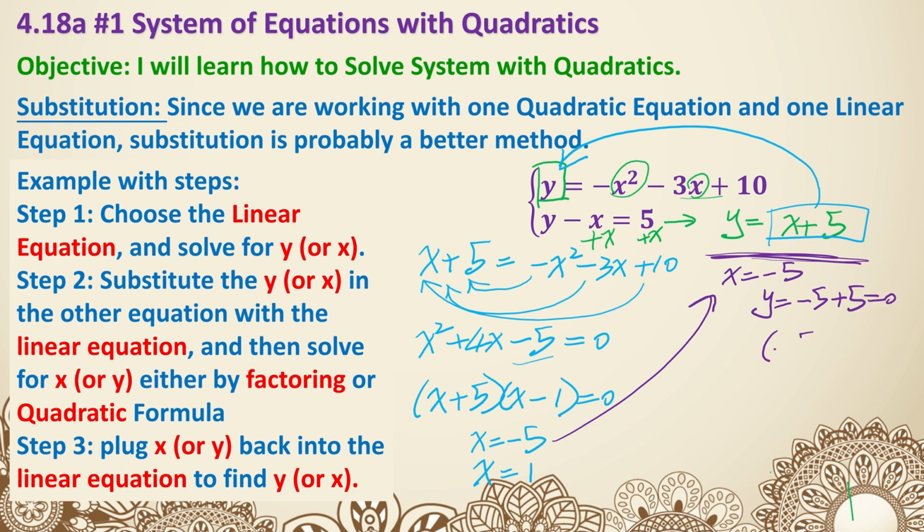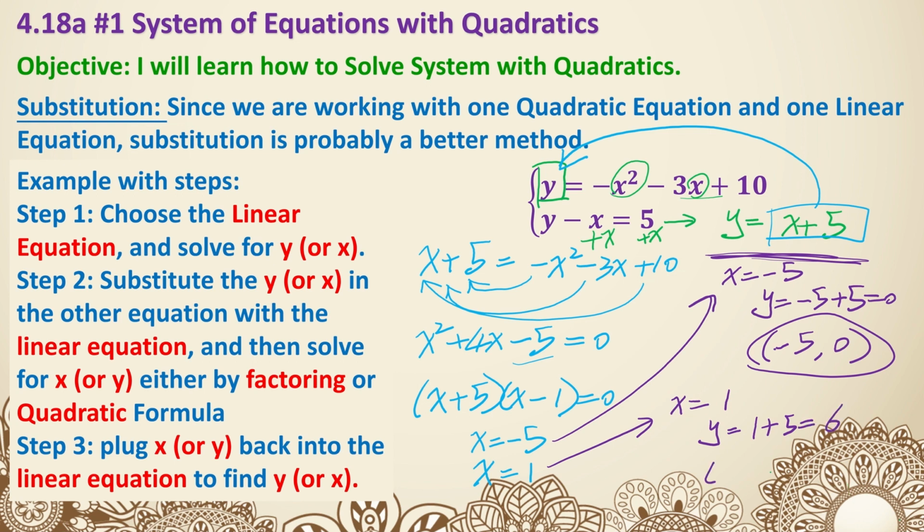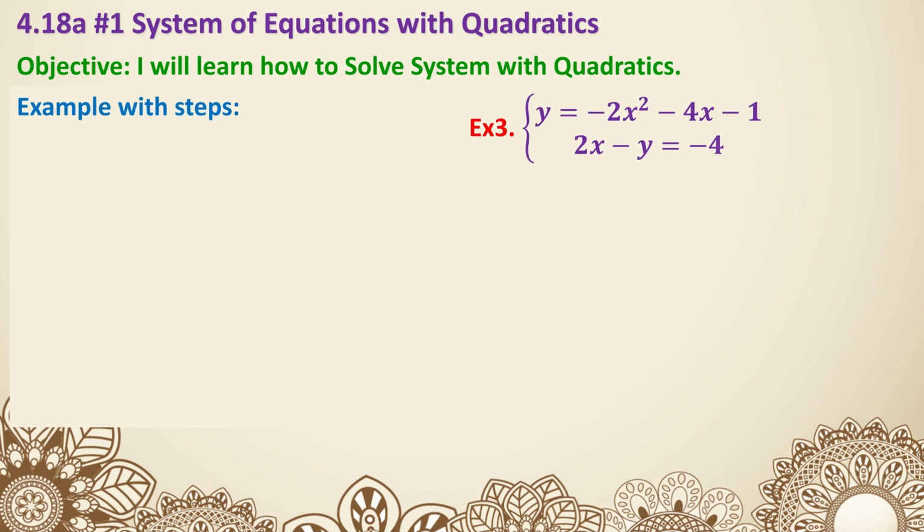So that pair of answer is -5, 0. The other one, when x equals 1, y is 1 plus 5, which is a 6. So that means my answer is going to be 1, 6. So these are both answers for the system. There you go. Moving on.